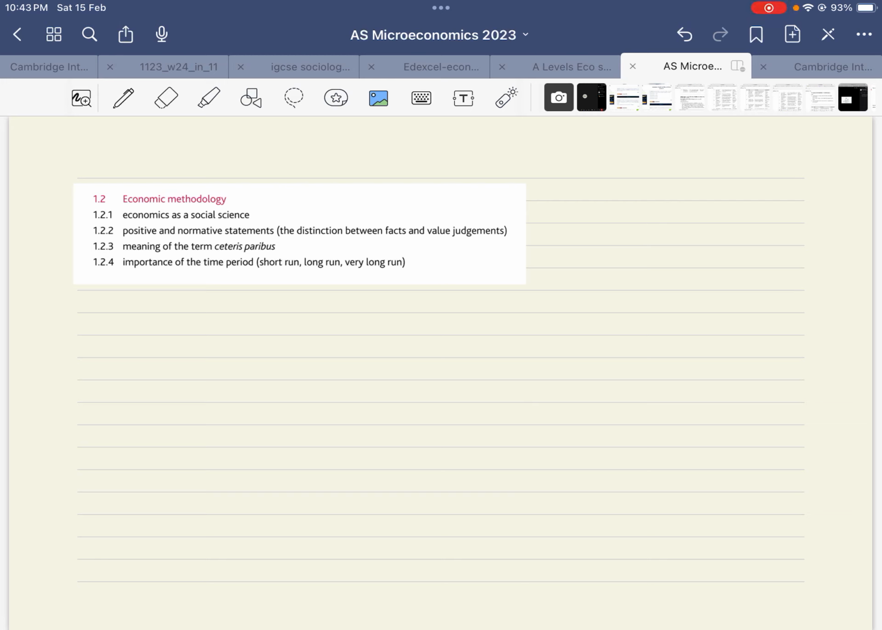As per the book, this is chapter number 2. So, in this part, we are going to study economic methodology, where we will observe economics as a social science, positive and normative statements, meaning of the term ceteris paribus, and importance of time period, where we are going to study in detail what does short run, long run, and very long run mean, and why they are important.